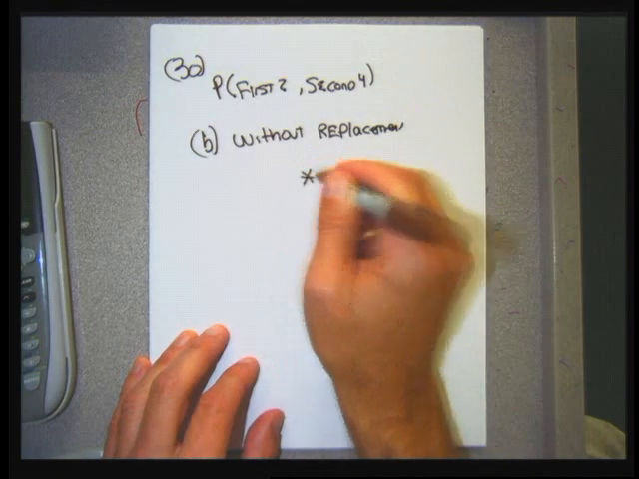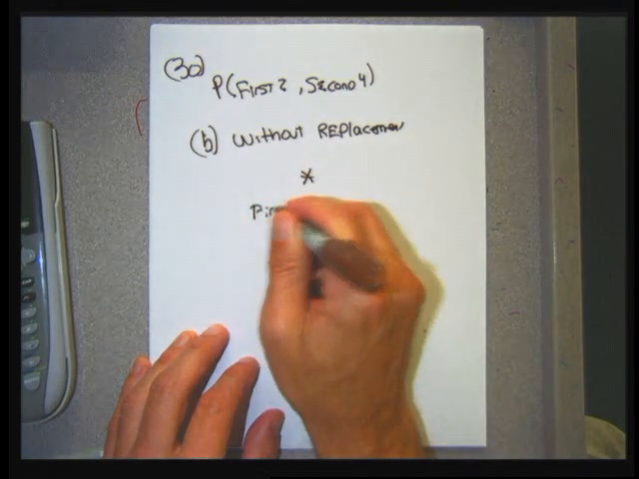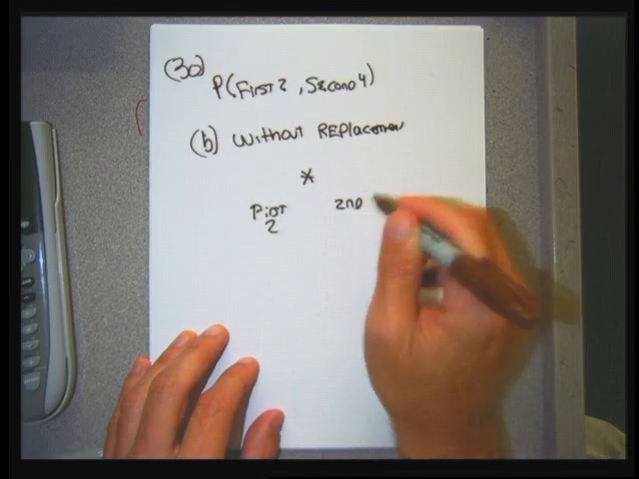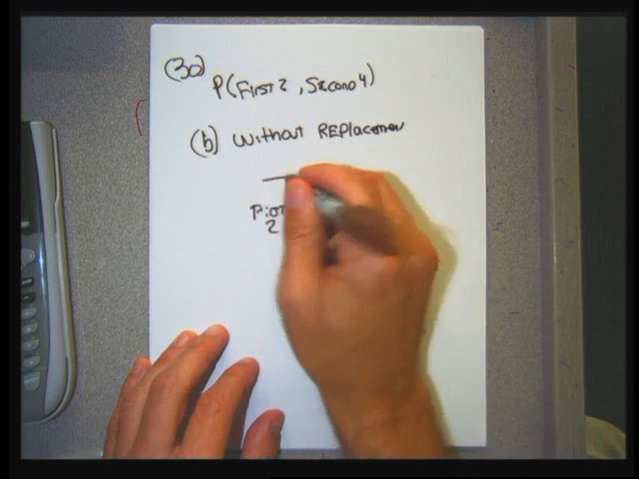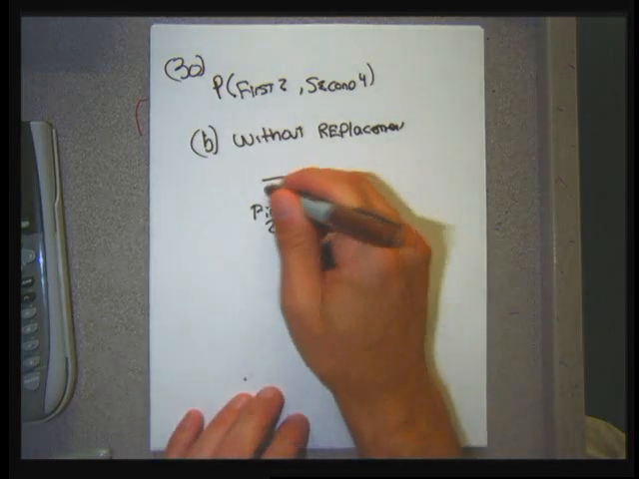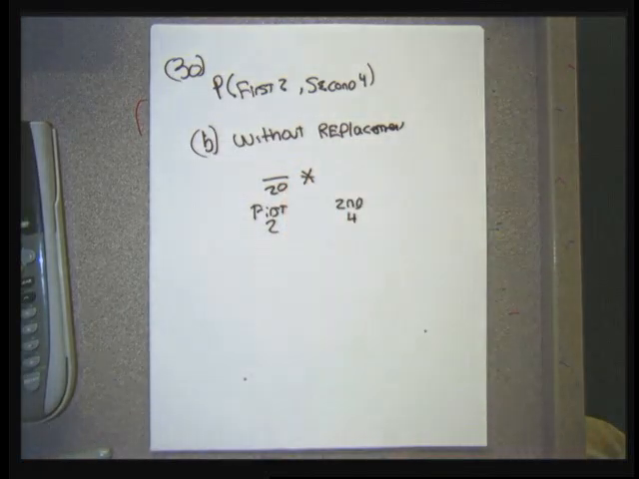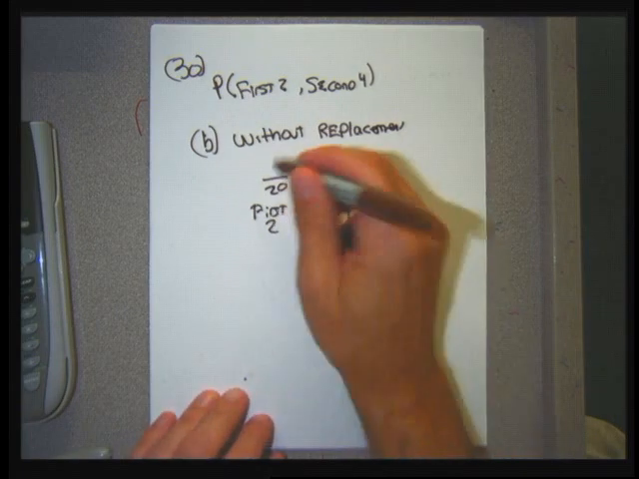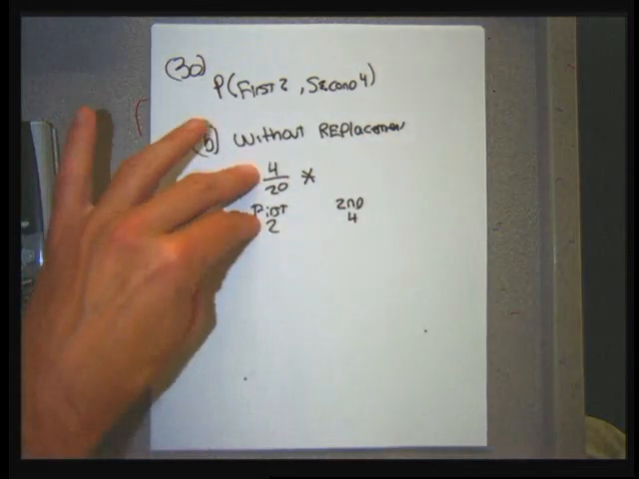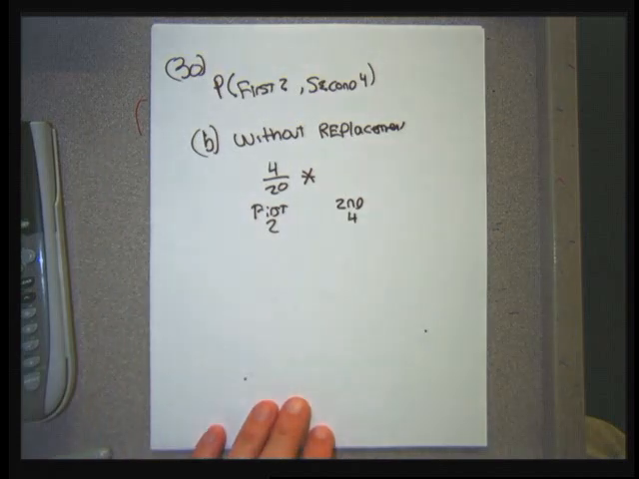So I need the probability that the first is a 2, and then the probability, if I get that 2, that the second is a 4. The first probability is always going to have a denominator of 20 because there's 20 cards to choose from. And then I count all the 2s. There are 4 2s, a 2 with a bird, lion, frog, and monkey. So the numerator is going to be 4 out of 20 because 4 of the 20 cards are a 2.